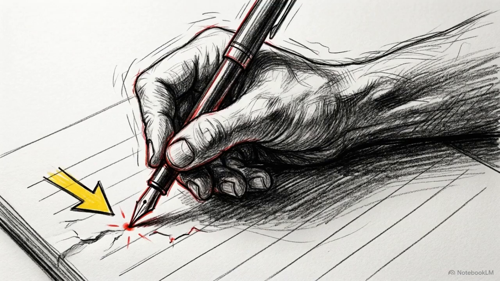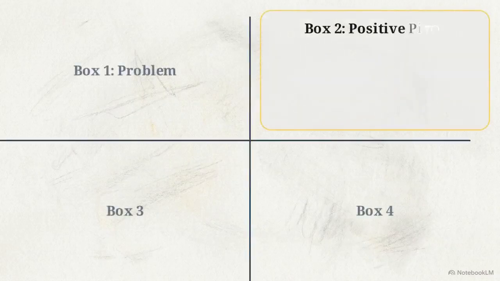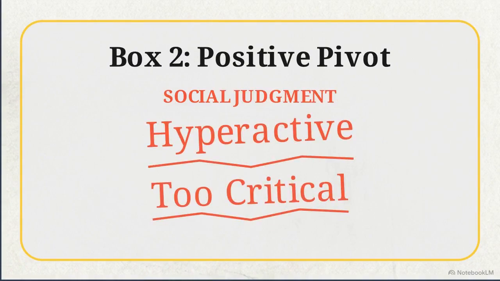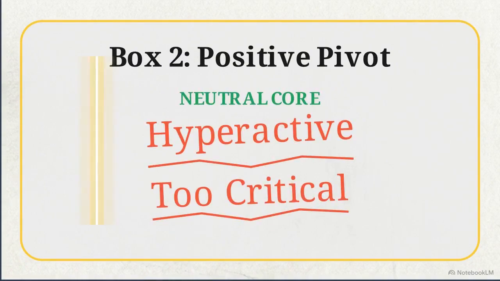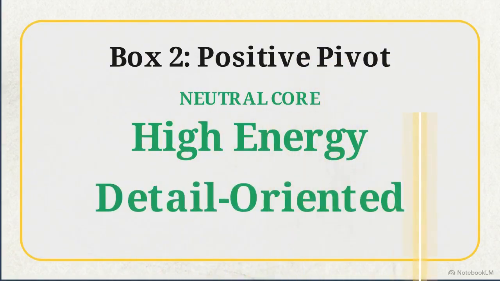Use the exact words you've heard from bosses, teachers, or parents. If they called you rebellious or stubborn, put those specific words on the page. Now, look at box 2. This is the positive pivot. Here, you strip the social judgment from the trait to find its neutral core. Hyperactive becomes high energy. Too critical becomes detail-oriented.